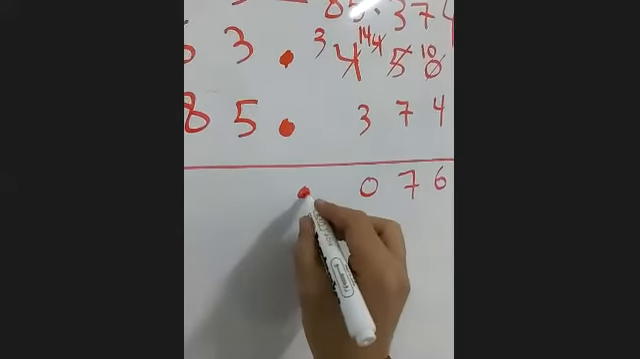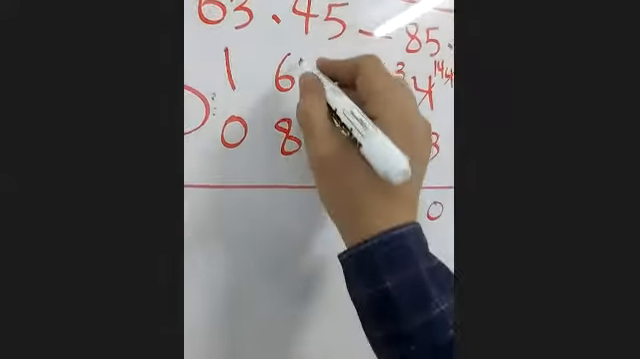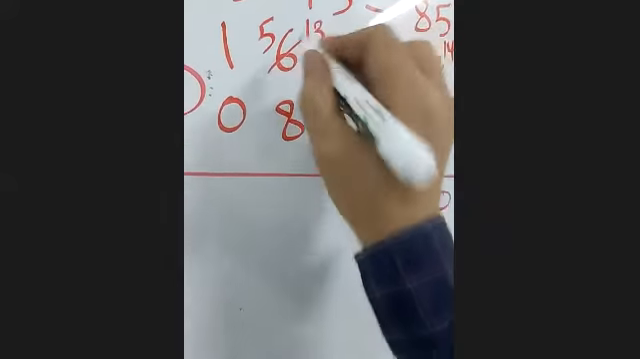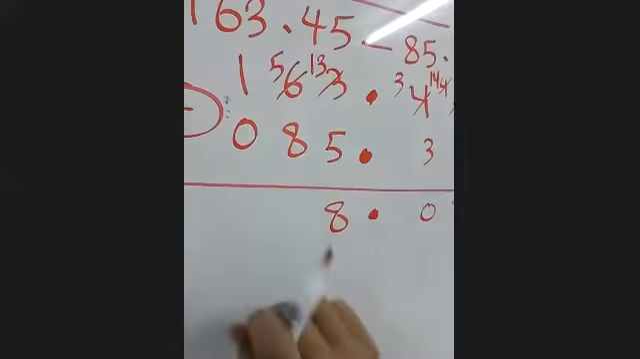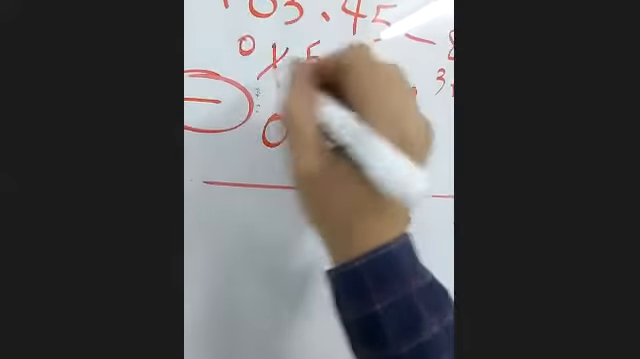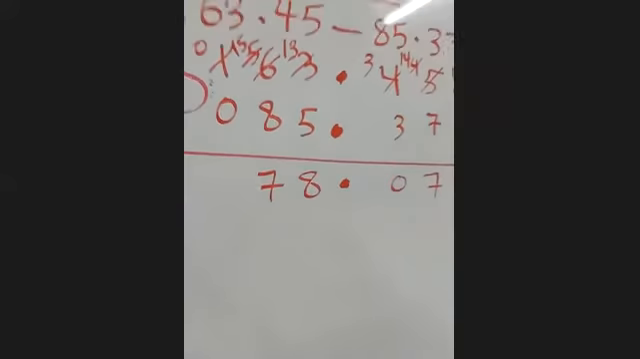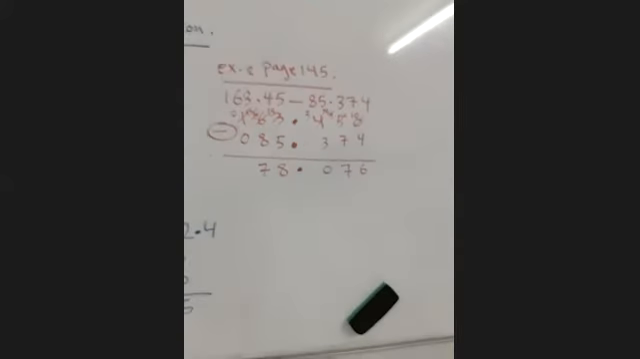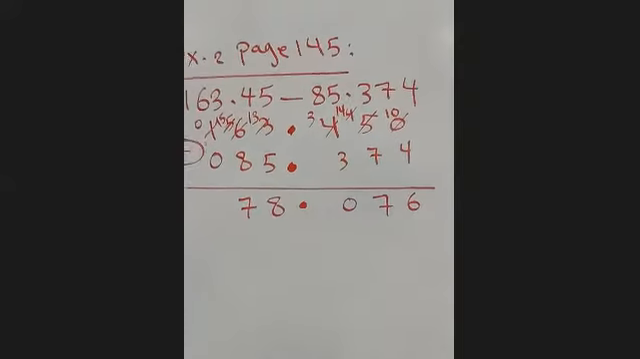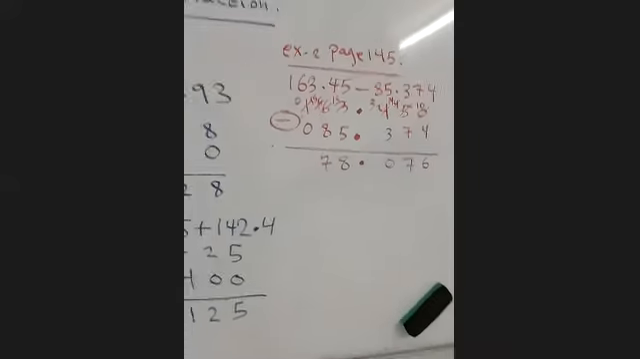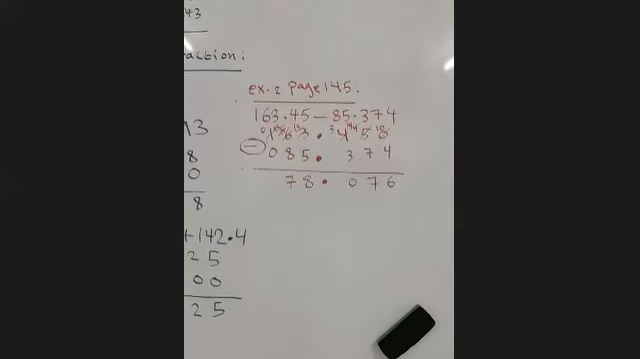Decimal in the same place. 3 minus 5, it cannot be. The 6 will be 5, the 3 will be 13. 13 minus 5 is 8. 5 minus 8, it cannot be. The 1 will be 0 and the 5 will be 15. 15 minus 8 is 7. 0 minus 0 is 0. So my answer is 78 and 76 thousandths, 3 digits after the decimal. So the answer is 78 and 76 thousandths, or 0.76.